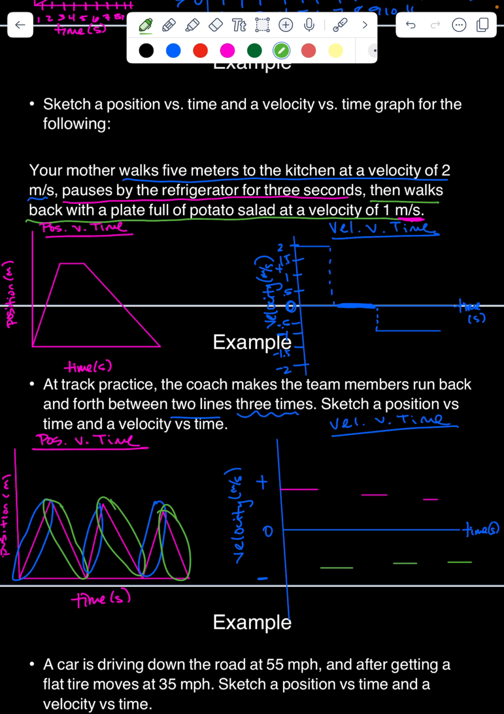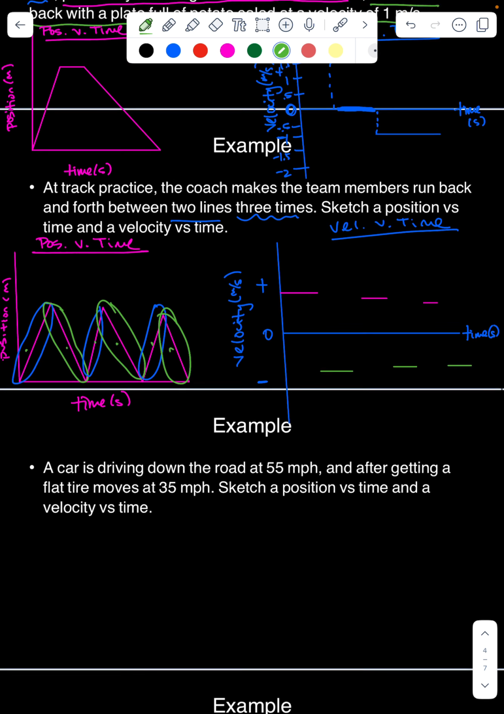Okay, so we have 6 different segments because you have 1, 2, 3, 4, 5, 6. 3 are in the positive, 3 are in the negative. So this is what that velocity versus time graph would look like.